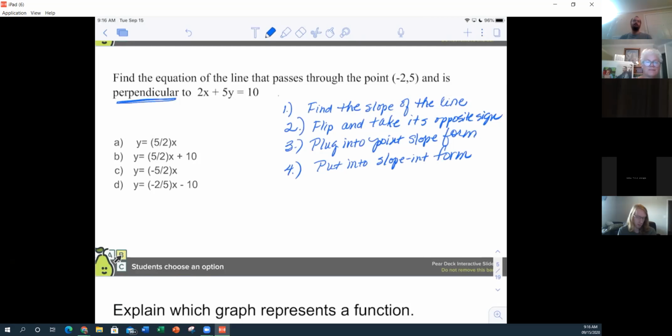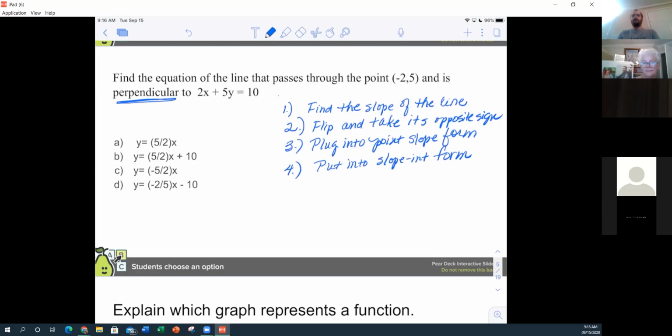The answers are all over the place here. Okay, so first of all, we want to find the slope. Someone tell me how to find the slope. 2x plus 5y equals 10. You have to solve for y. Solve for y.